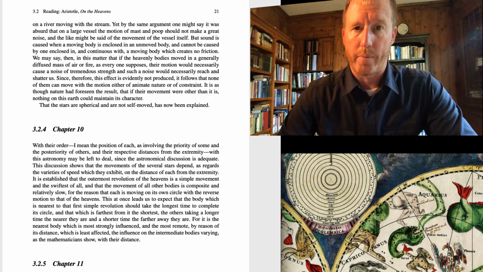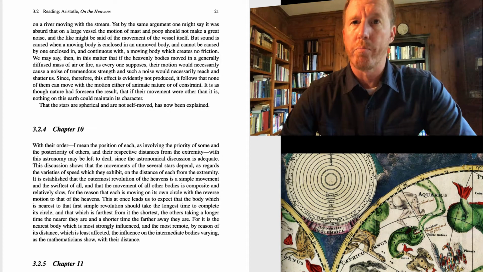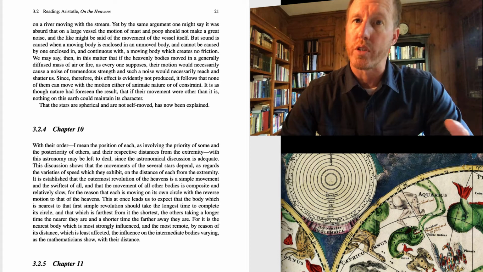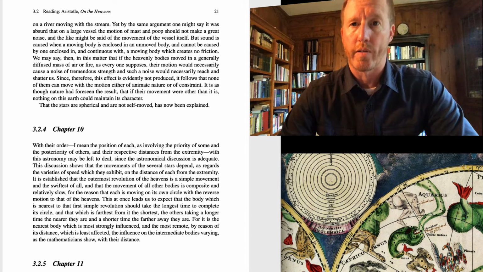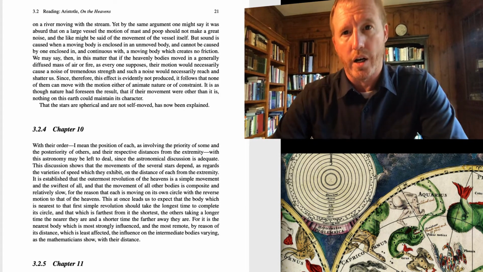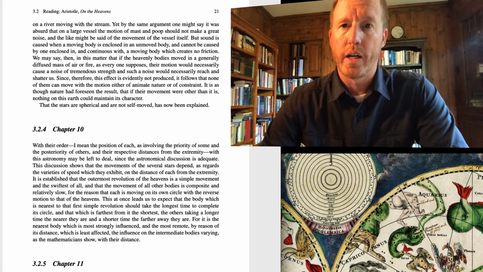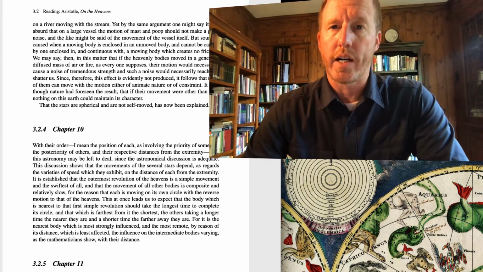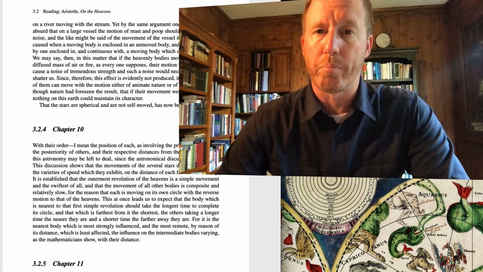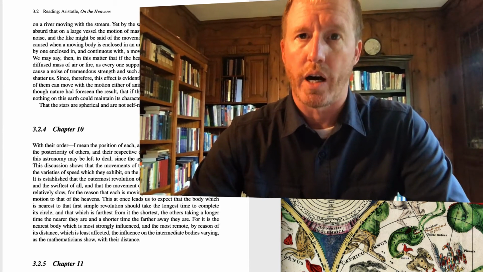In this chapter, chapter 10, Aristotle is addressing the question not merely of the motion of the stars, which again are fixed to this enormous celestial sphere that is rotating around the Earth, but also the motion of the sun and the moon and the planets. So I want to provide some more details about the complexity of the motion of those objects.